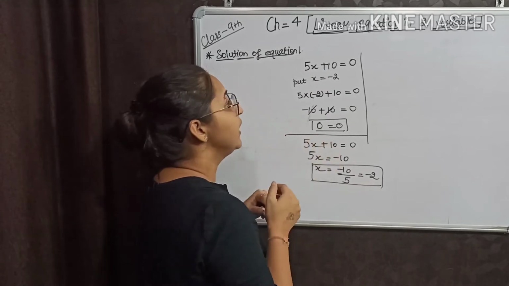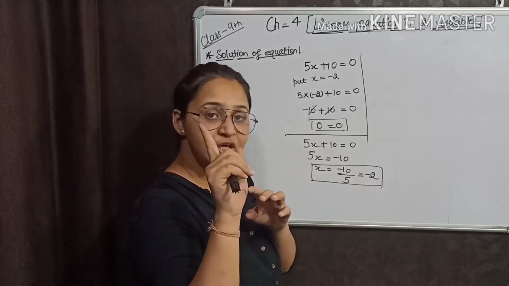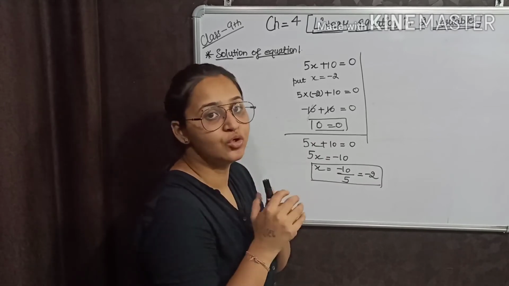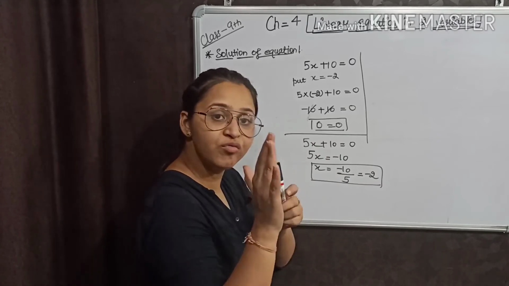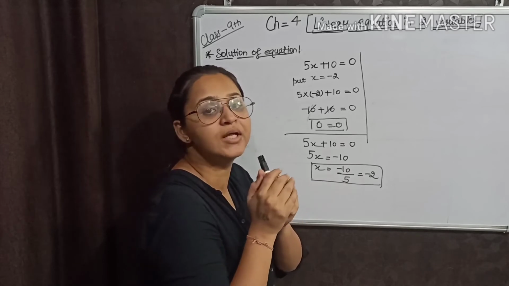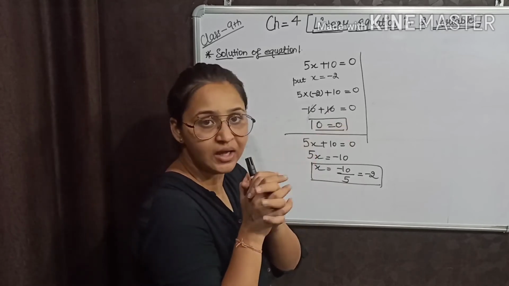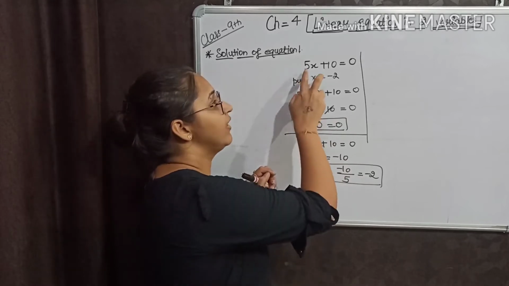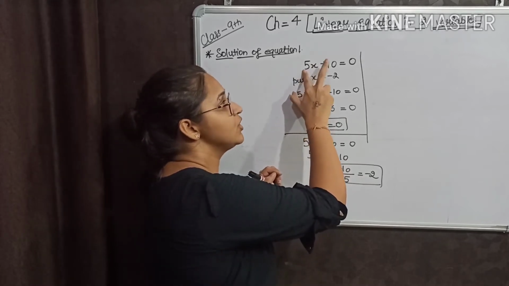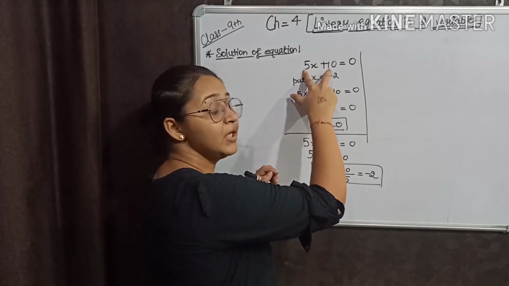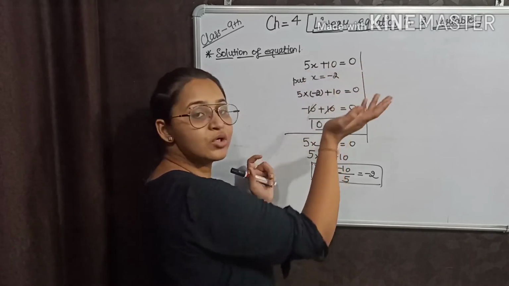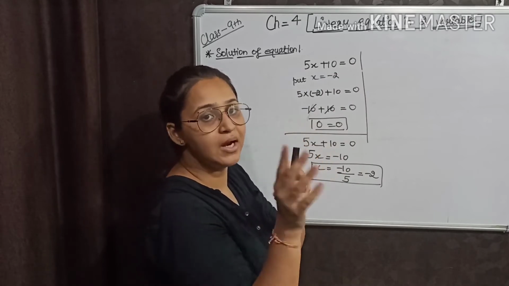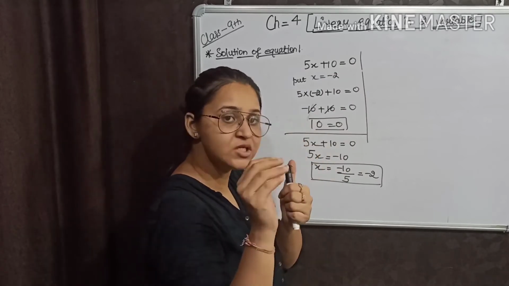See here, if you have a linear equation in one variable, then you will get a unique solution only. Unique solution means you will get only one value of the variable that will satisfy the equation. If I put x is equal to 0, 5 multiply 0 will give you 0, 0 plus 10 will be equal to 10. But 10 is equal to 0? Is it correct? No. So a linear equation in one variable has only one solution, that is a unique solution.